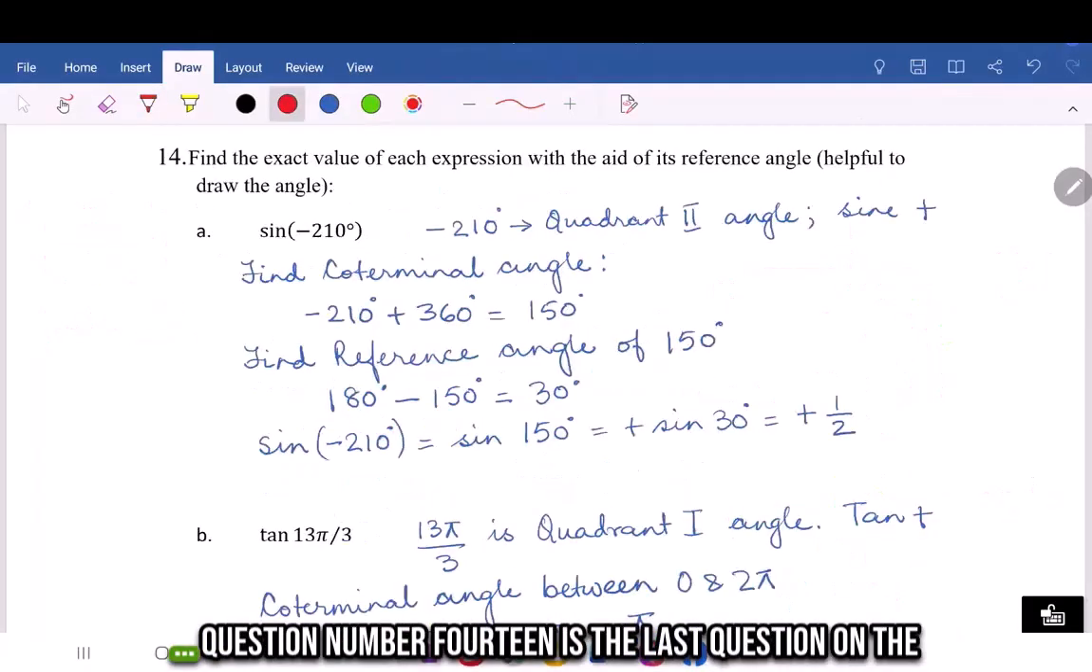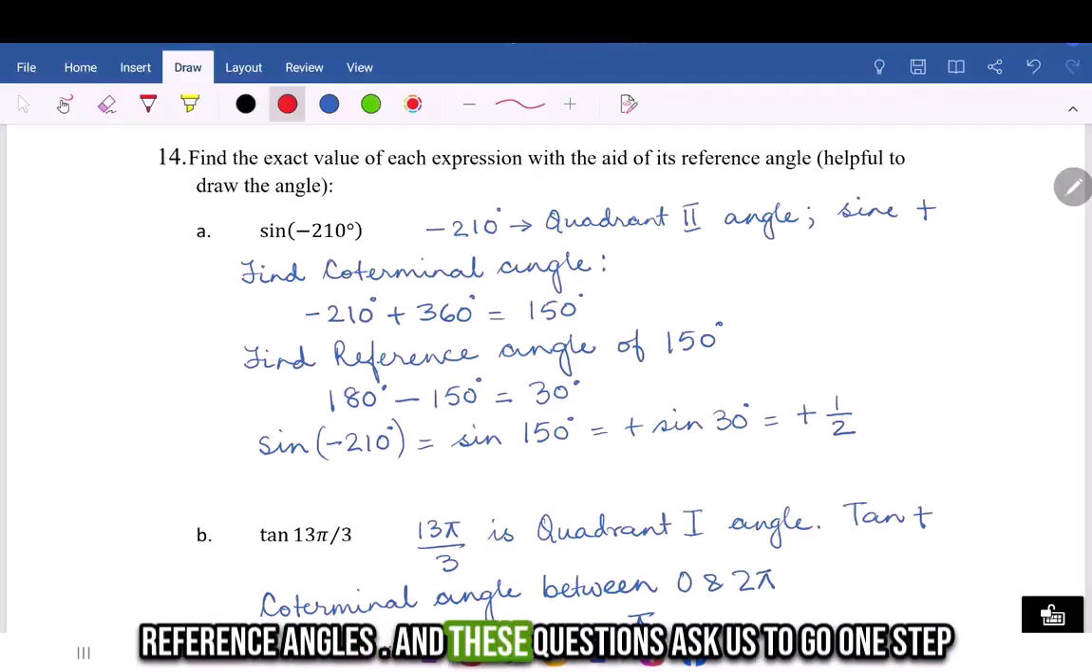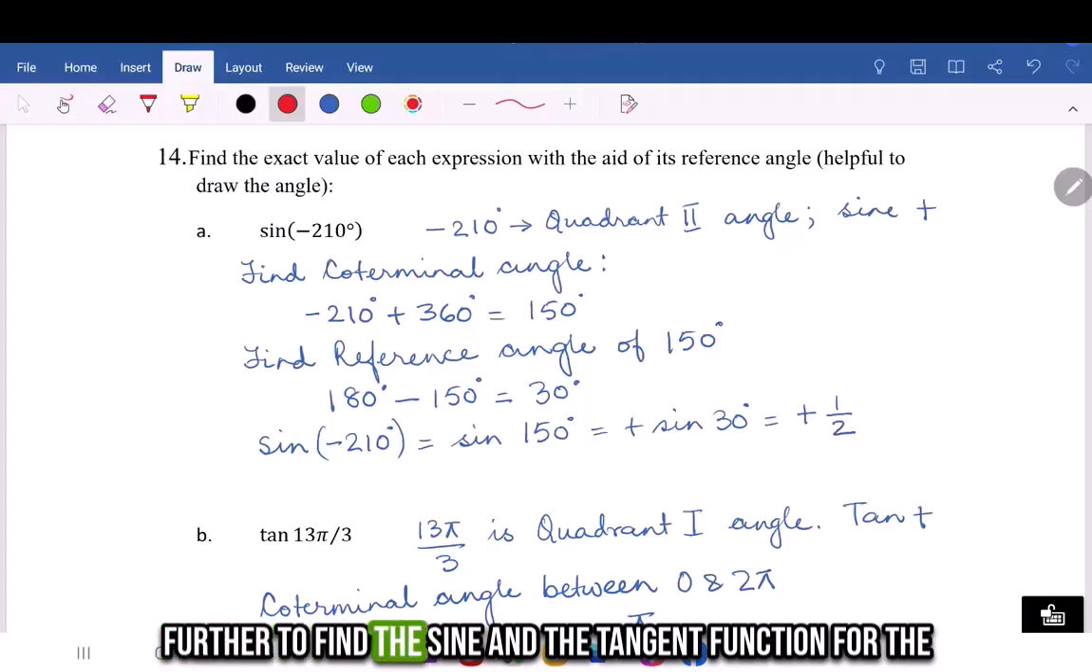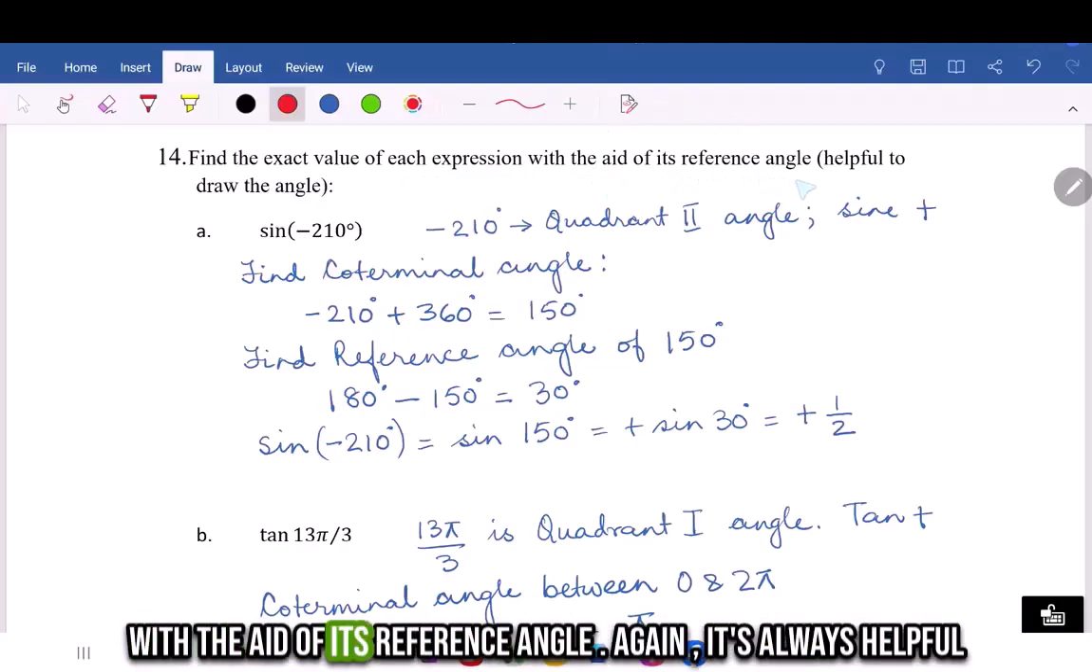All right? Question number 14 is the last question on the project, and this will give us some more practice on finding reference angles. And these questions ask us to go one step further to find the sine and the tangent function for the given angles. It says, find the exact value of each expression with the aid of its reference angle.